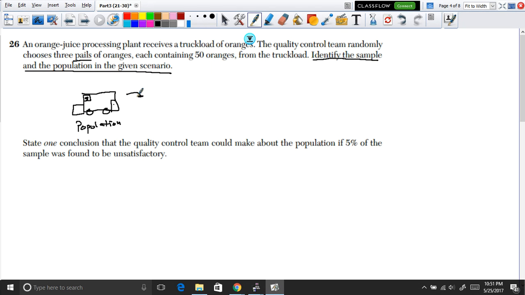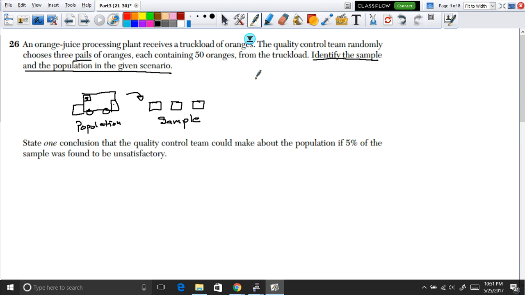So now the sample are the actual piles that you chose. So this is your sample. Sample is what you actually choose, and population is where you can choose it from. We can choose it from the truckload, but at least in this scenario, we chose 3 of them. So that makes those our samples here.